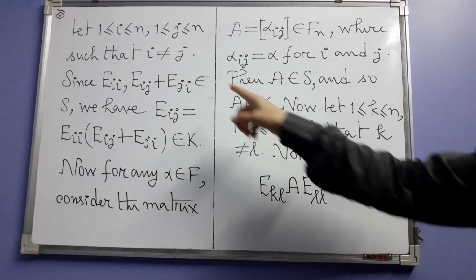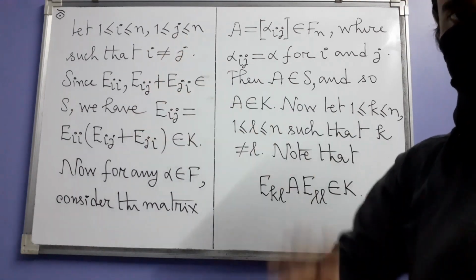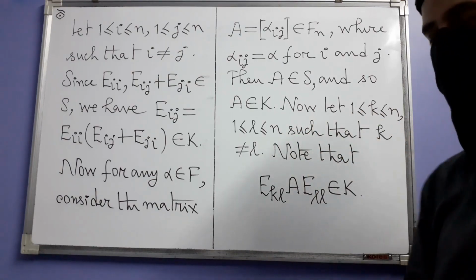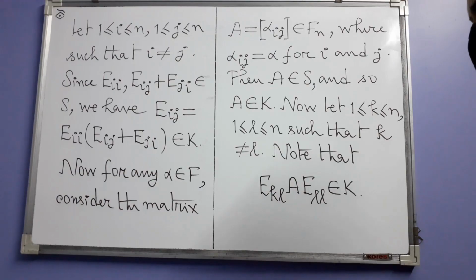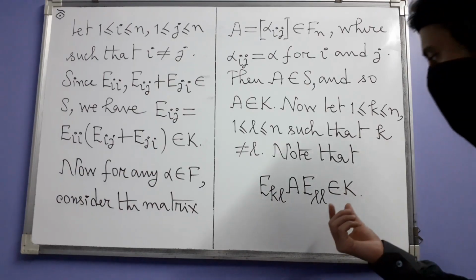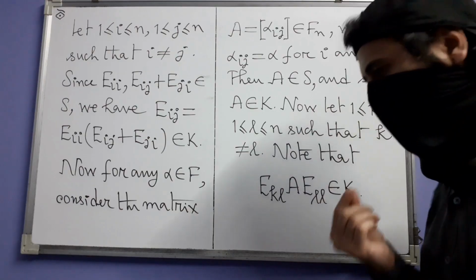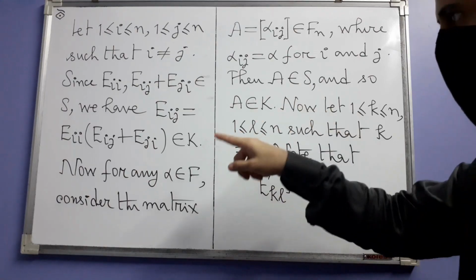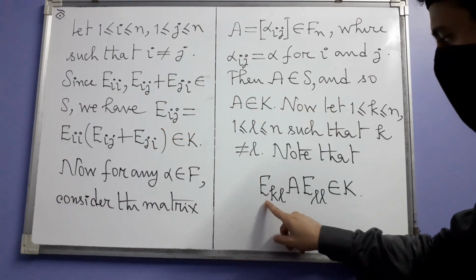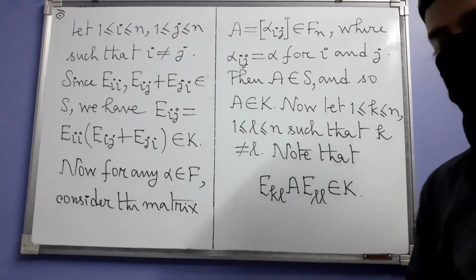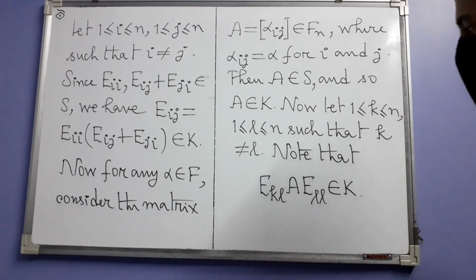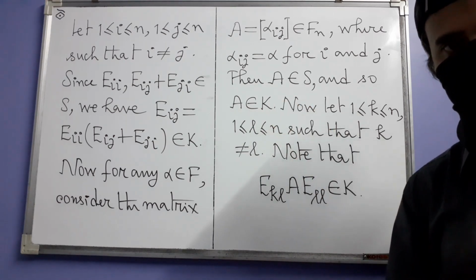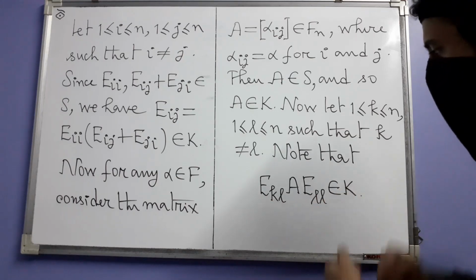Okay. Now just like here we chose two indices I and J which are distinct, let us again just take two indices K and L which are distinct between 1 and n, such that K is not equal to L. Now we already know that the matrix ELL, being a symmetric matrix, is in K, and just now we proved here that EKL is also in K, where K is not equal to L, and A is also in K because K is the subring, it's closed under multiplication. So this product also belongs to K.